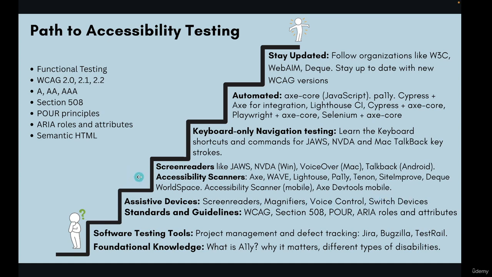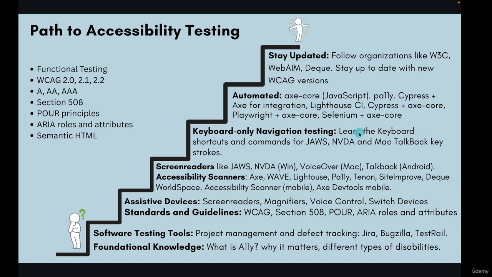Next, you have your accessibility scanners like Axe, Wave, Lighthouse. Those are browser extensions. You know, Pa11y, they pronounce it like Ally, like it's L's, but it's also 1s like A11y, but nobody says Pa-eleven-y, so they call it Pally. Tenon, Siteimprove, Deque, Worldspace, Accessibility Scanner for mobile, Xcode tools for mobile. Get familiar with your keyboard-only navigation testing.